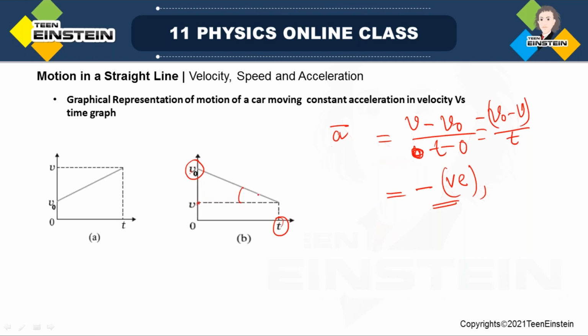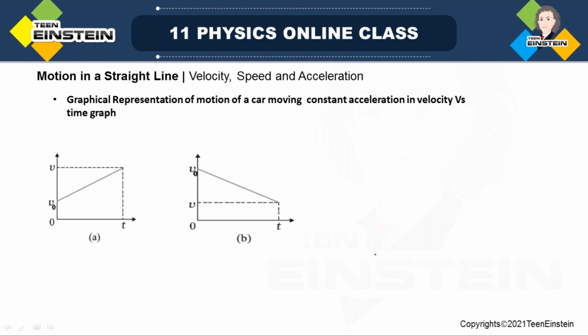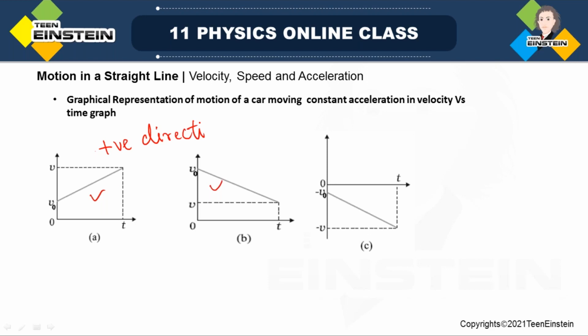Acceleration is constant because this is having a constant slope, but the slope is negative. That's why it is having negative acceleration. And you look here, the final velocity v is less than the initial velocity in this case. Now let us take another car. In both the cases, A and B, it is moving in the positive x direction.